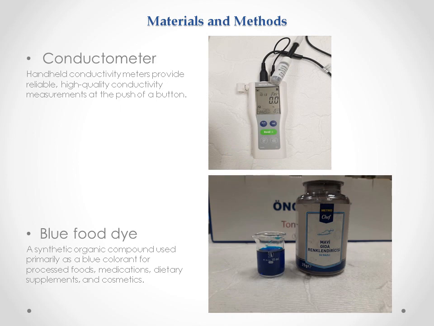Conductometer. At the touch of a button, portable conductivity meters deliver accurate, high-quality conductivity measurements. This apparatus is used to calculate the volumetric mass transfer by means of dissolved oxygen. And we have the blue food dye, a synthetic chemical substance that is largely employed as a blue colorant in cosmetics, medicine, food additives, and processed food. In this study, it is used to measure the mixing time of the bioreactor under different conditions.